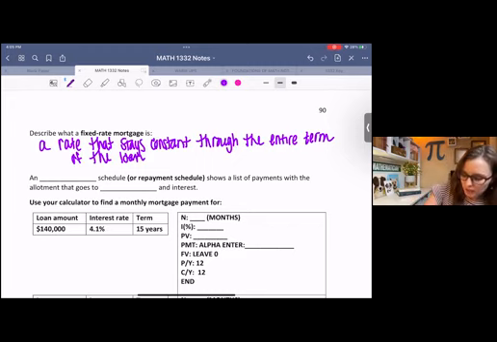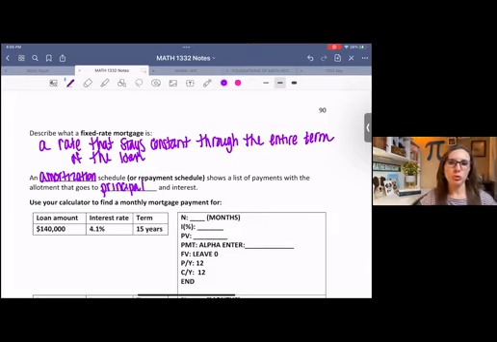And then an amortization, it's a long word, amortization schedule or repayment schedule shows a list of payments with the allotment that goes to the principal and the interest. We are going to do a couple lines of one of these by hand. This also can be done in Google Sheets or Excel with formulas, or online. If you search amortization schedule, there's some really good websites that will list this out for you, because it can be very tedious by hand.